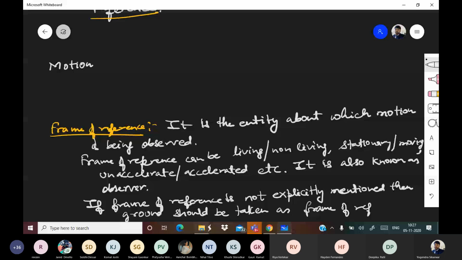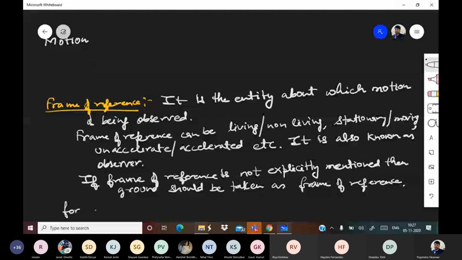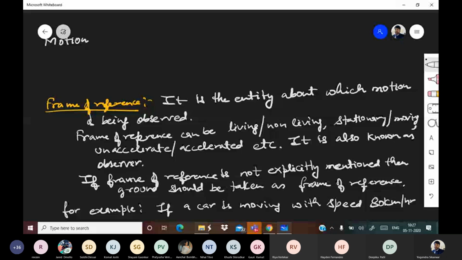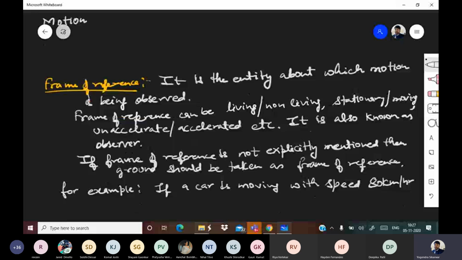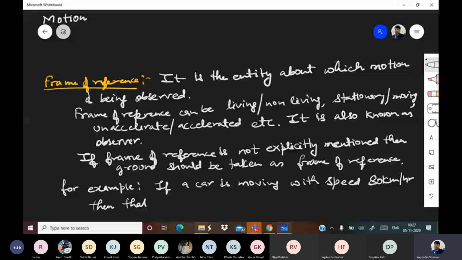Example, if a car is moving with speed 80 km per hour, then that speed is given with respect to ground. Okay.